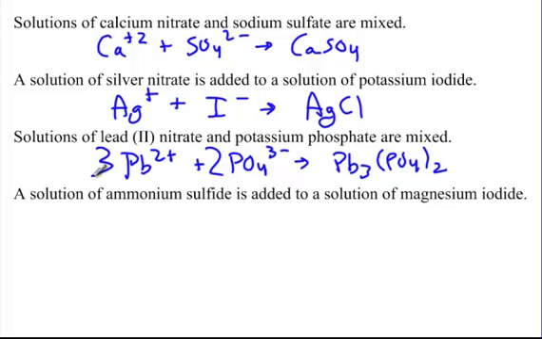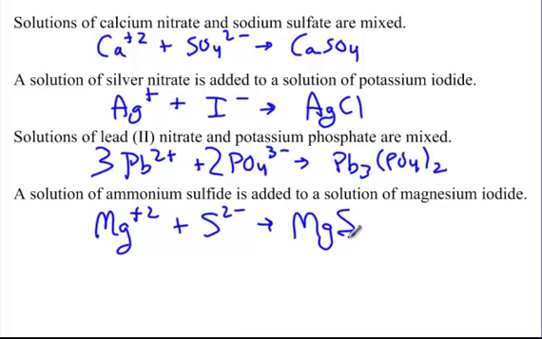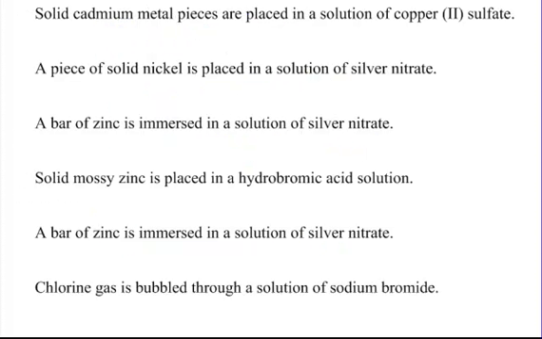We have ammonium sulfide and magnesium iodide. Ammonium and iodide are going to be my spectator ions here, which means we're going to get magnesium, which is +2. And we're going to get sulfide, which is -2, and that gives us MgS, which is our precipitate, our solid. Our next set of reactions are redox reactions, or oxidation reduction reactions.